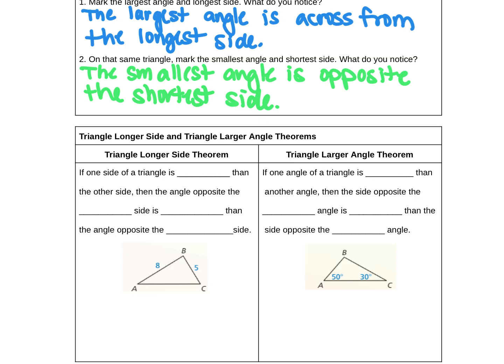All right, so the next one, there's a theorem that goes with this, okay? It is literally called the triangle longer side theorem. So if one side of a triangle is longer than the other side, then the angle opposite the longer side is larger than the angle opposite the shorter side.